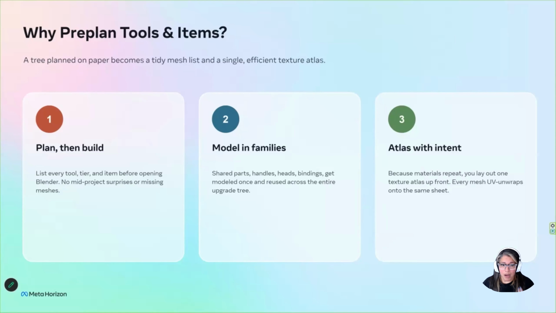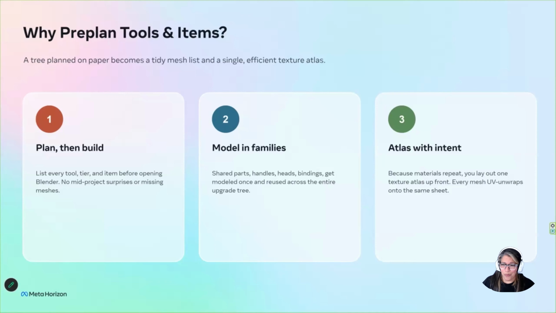Second, modeling in families. Once it's all on paper, you start seeing repetition: handles, heads, bindings, the same parts showing up across your whole upgrade tree. So you model each one once and reuse it. That's where modularity comes into play. You want your modular pieces to live in the same universe, and that means less geometry, less work, and less texture and UV mapping as well.